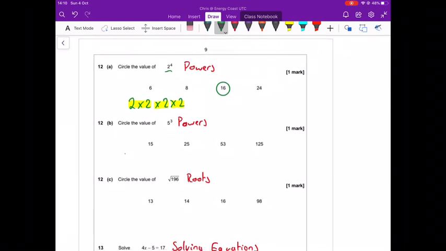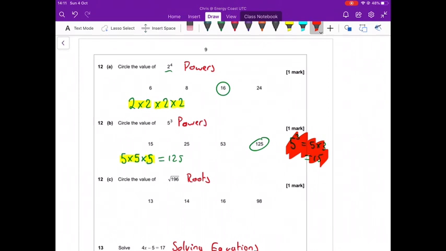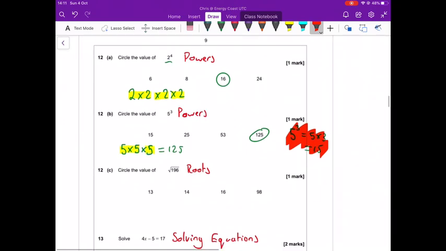Next one, similar, maybe even easier. 5 times 5 times 5. 5 times 5 is 25. I need to times that by 5. If you count up 25 5 times, you'll get this equal to 125. Okay, so that's what we've got. Here's the mistake everybody makes when they do these questions. They look at 5 cubed and they think, oh, that just means 5 times 3, which is 15. It's not as straightforward as that. You usually get quite big numbers for these, okay, so don't do that in a test.